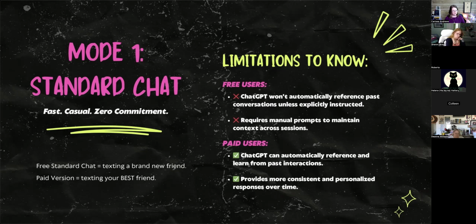So the free standard chat is like texting a friend who's brand new. You're having a conversation with them, but they don't really have a whole lot of context. They kind of remember you from being out at a party that they saw one day and a couple of things they've gathered about you, but they don't have full context. Paid ChatGPT is going to be like texting your best friend. They know everything and then some about you, and they're going to come back with more detailed answers.